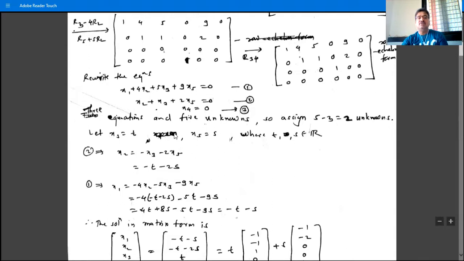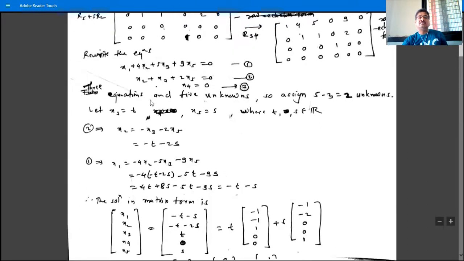So we assign 2 unknowns. Out of x1, x2, x3 or x5, we assign x3 and x5. Out of these 3 we have to assign 2. So we assign x3 as t and x5 as s, where t and s are any element of R. And therefore x2 is equal to minus x3 minus 2x5, that is minus t minus 2s.